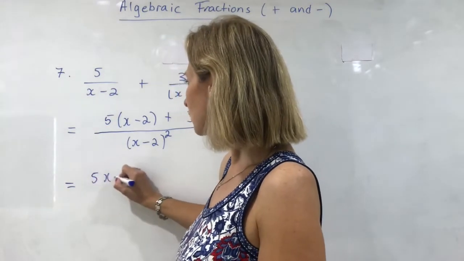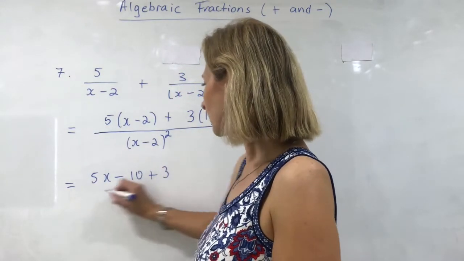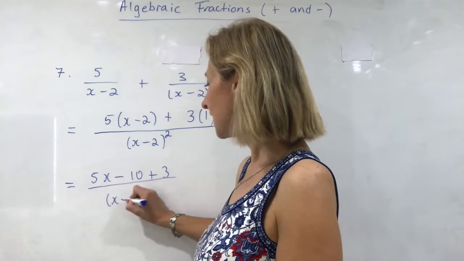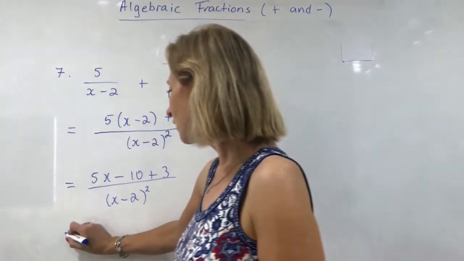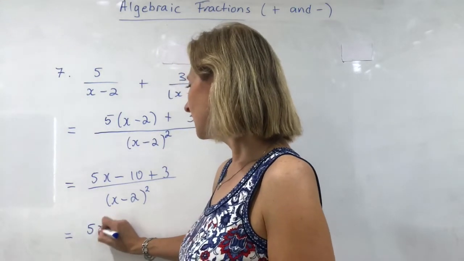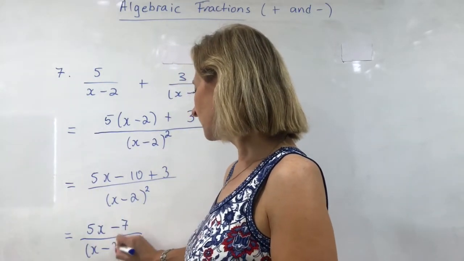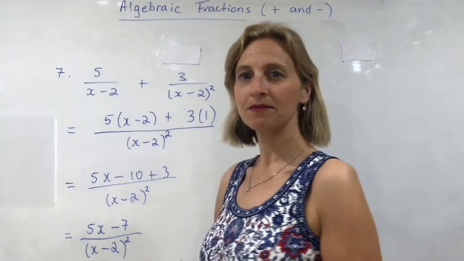Then we expand the top. The bottom stays the same. Don't expand the bottom. Don't worry about it, just leave it there. Don't forget to write it down though. And collect your like terms. And the denominator just stays there.